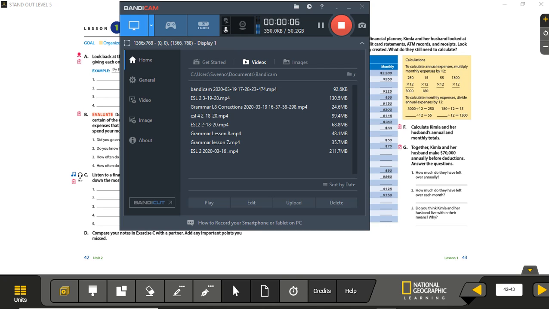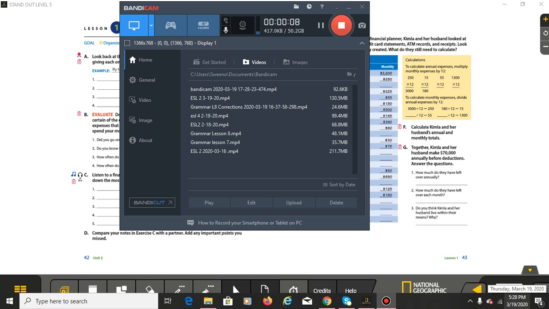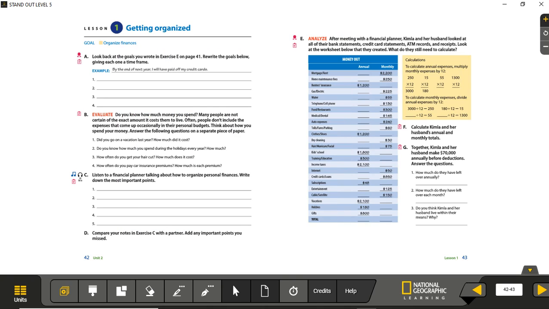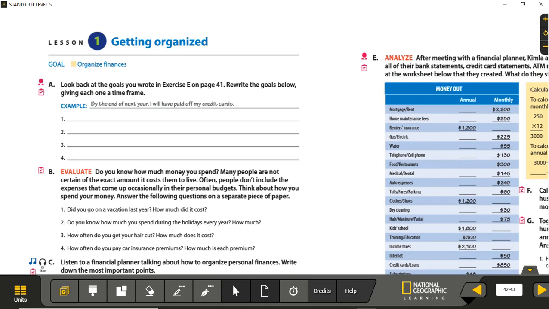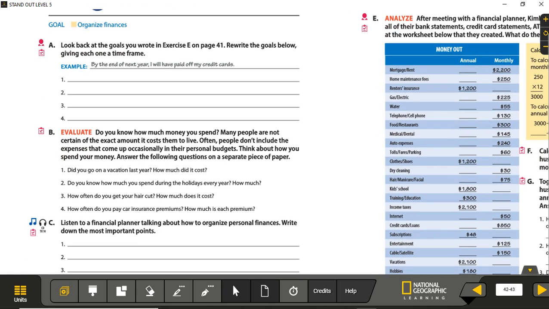So, today is Thursday, March 19th, 2020, and I want you to open your books to page 42 and 43, and we're going to start here with getting organized. So, look back at the goals you wrote in exercise E on page 41. Rewrite the goals below, giving each one a time frame.